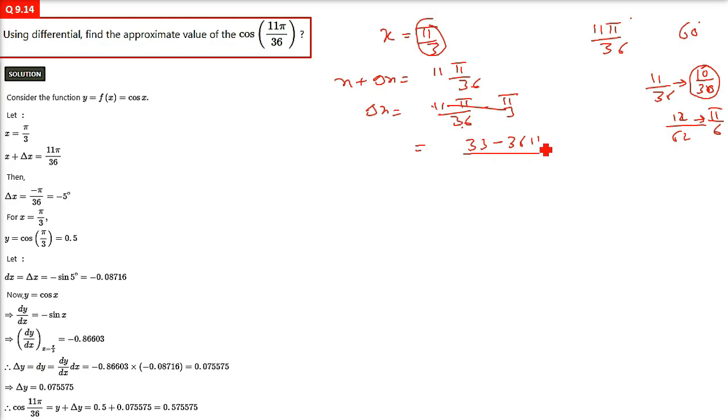Now 11 pi by 36 minus pi by 3. This is going to be equal to negative 3 pi divided by 3 into 36.